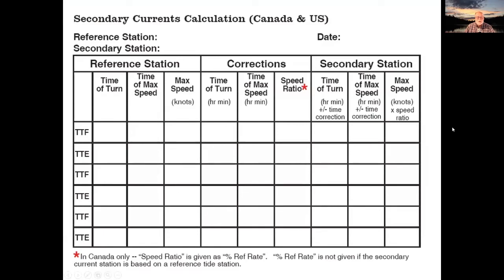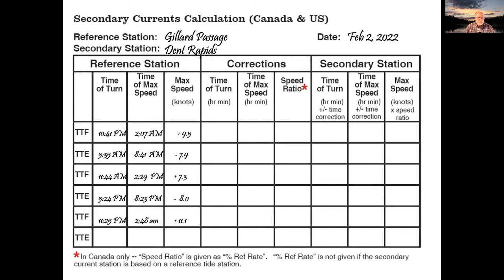Again, we go to our worksheet. We're looking at Dent Rapids, with Gillard Passage as the reference station on the 2nd of February 2022. We simply enter the information from Gillard Passage in the reference station columns. And here they are. Now we have to be careful to make sure that we match the turn to flood line with the actual flood.